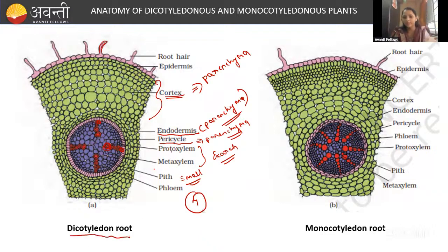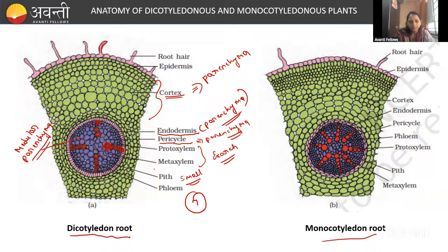This is how you can differentiate between the dicotyledon root and the monocotyledon root. And the pith is there. In the pith also there are parenchyma cells. And the cells which are between the vascular bundles are called the medullary parenchyma cells. These are also parenchyma only. So this is about the dicotyledon root. What you have to remember is mainly four vascular bundles and the exarch condition. Then coming to the monocotyledon root, the same thing, guys.